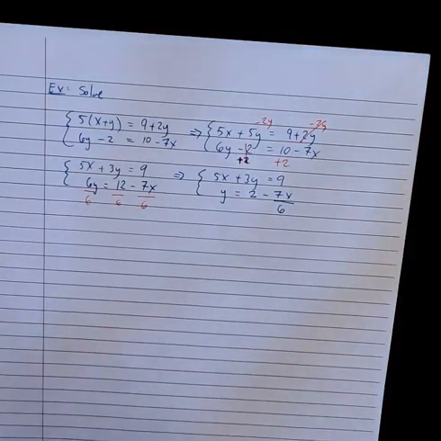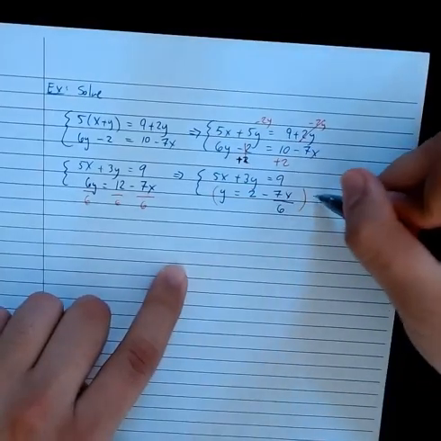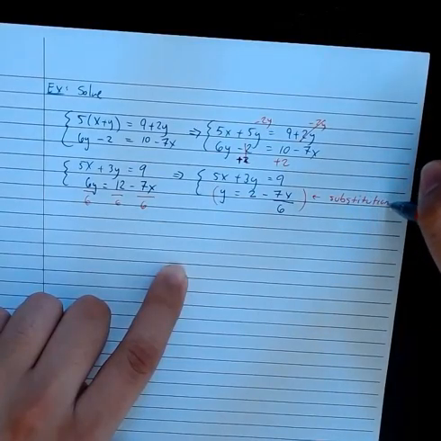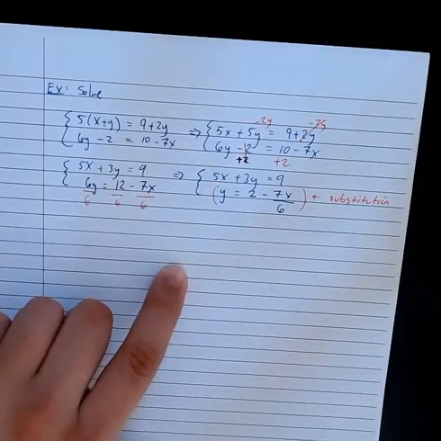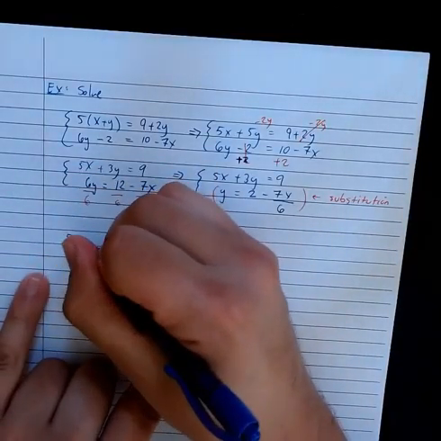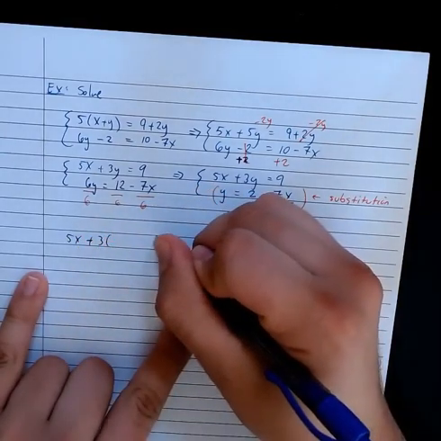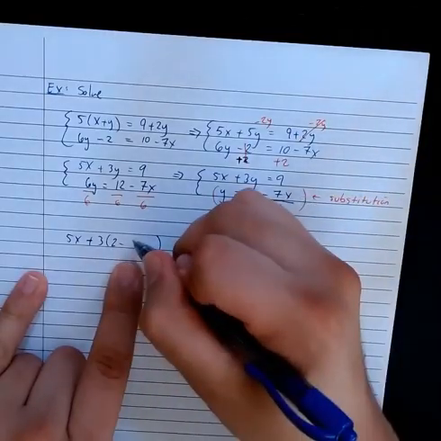All right, well, there's our substitution. This one right here is our substitution. So now let's take that and plug it into the y of my other equation. So now I have 5x plus 3 times y. And instead of a y, I'm going to write 2 minus 7x over 6.